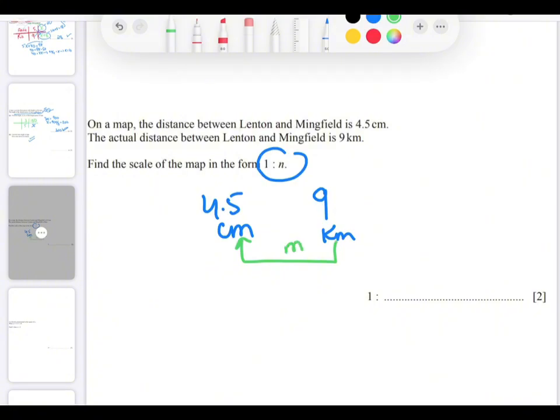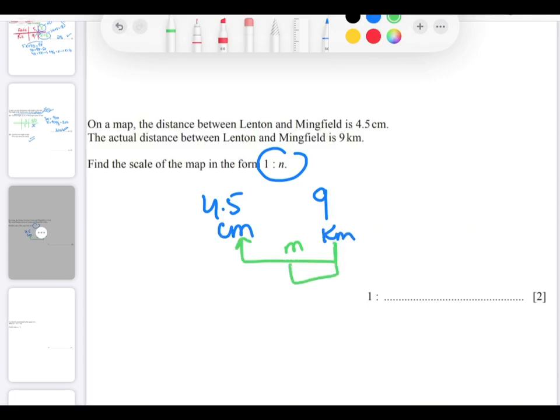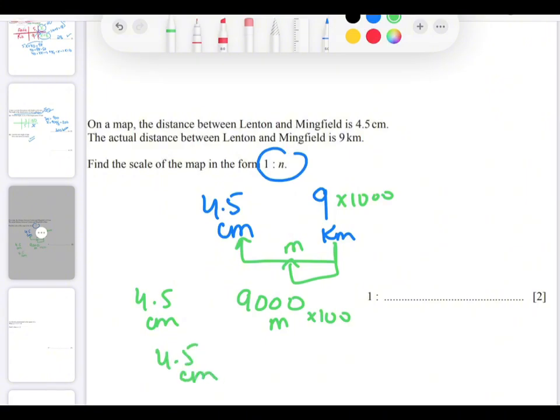So first I need to convert kilometers into meters. To convert kilometers into meters, I have to multiply by 1000. So now it will become 4.5 centimeters and this will become 9000 meters. Now to convert 9000 meters into centimeters, I have to multiply by 100. So I will multiply by 100. So now it will become 4.5 centimeters and this will become like this.